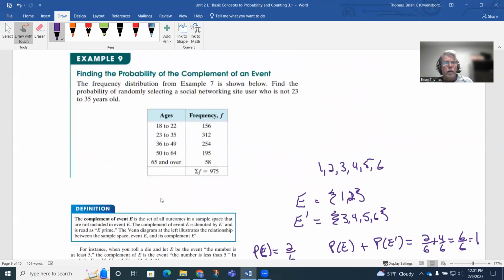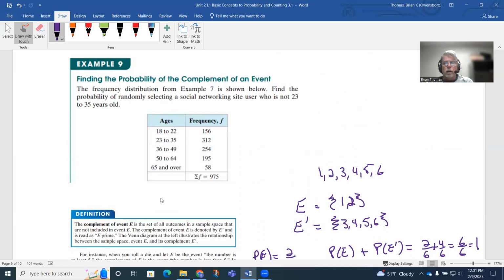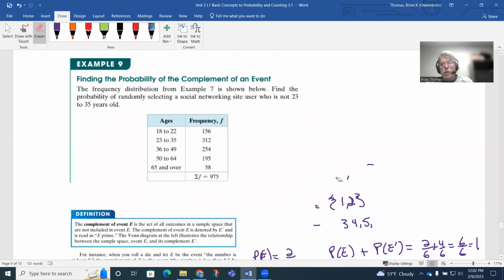So if we go back up to this example here, let me clear off some of my scratches here. Okay. So that's a little bit about the complement.